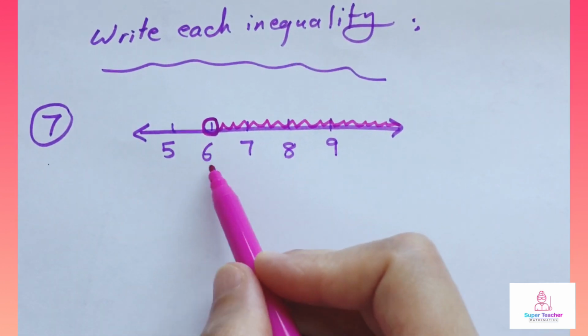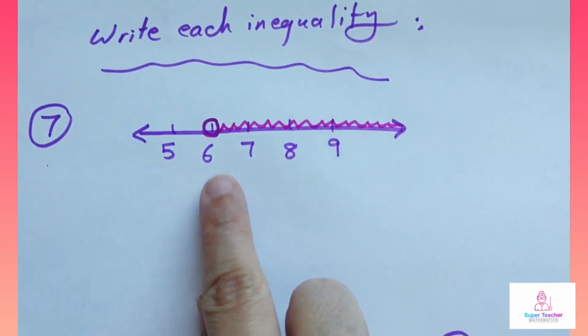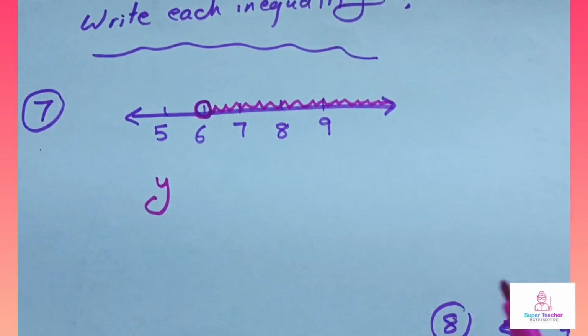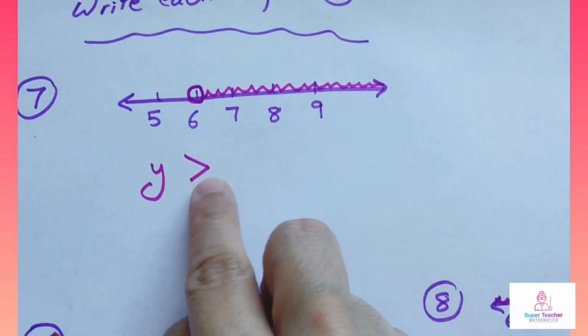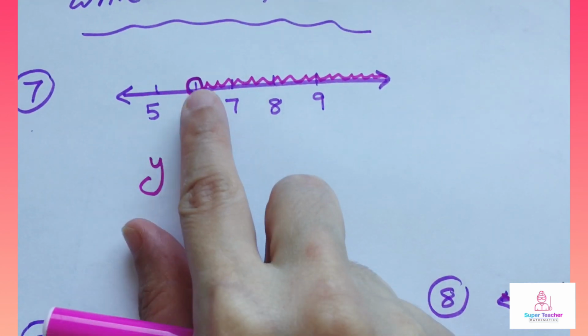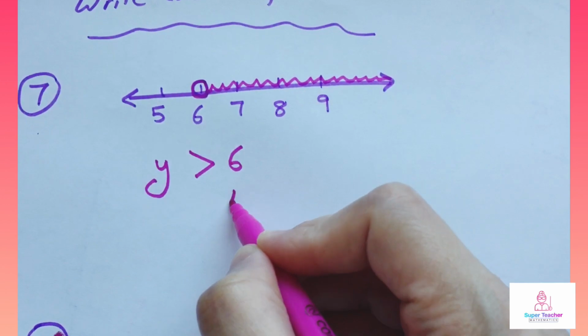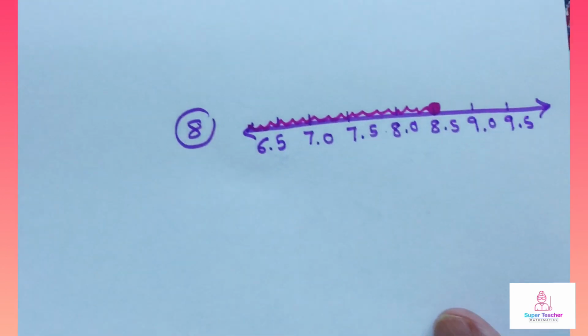As we see, it's starting from 6 to the right, and the numbers are greater than 6. So I'm going to write any variable, which is y. I chose y. Okay, so I'm going to write greater than. Do I have to put equal down? No, because the circle is open. So y is greater than 6. Done. Easy. Let's go to question 8.